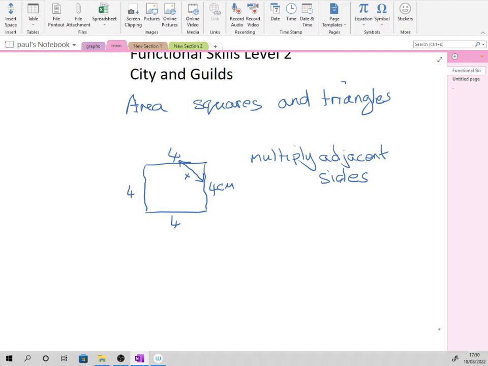So if you do the perimeter, you would add all the 4s up together and get 16. But this time we've got to multiply for area. And we're going to go 4 times 4, this 4 times this 4, and that will equal 16. And here's the difference. Because this is an area, we have to put a little 2 on there, and that says it's squared. So it's 16 centimeters squared.